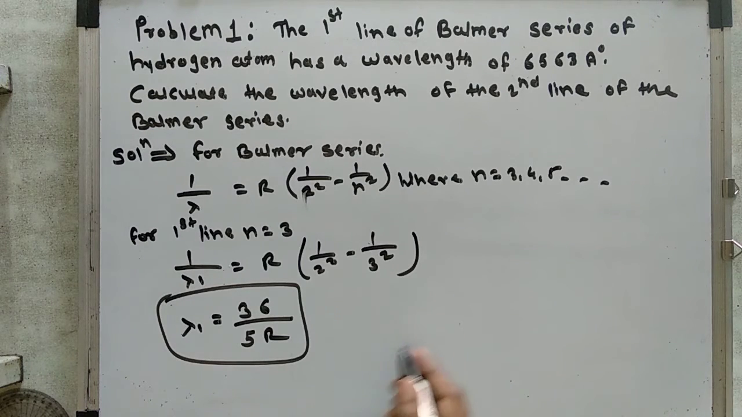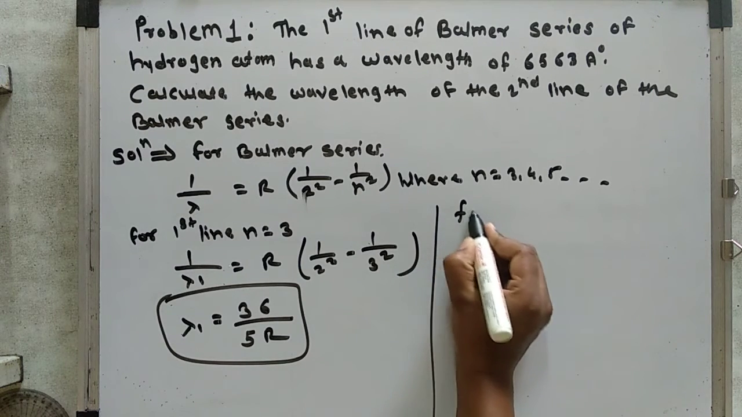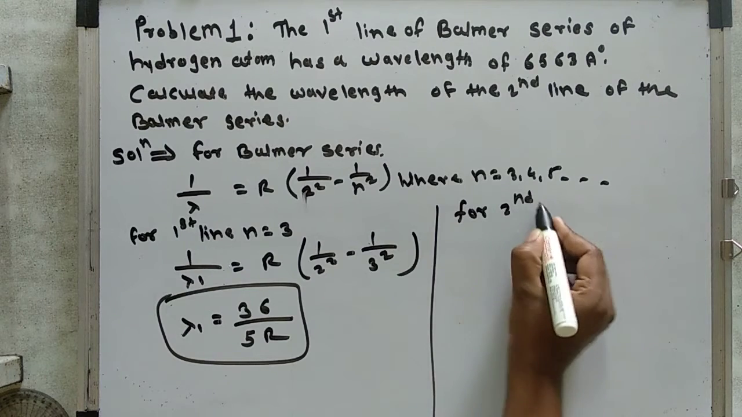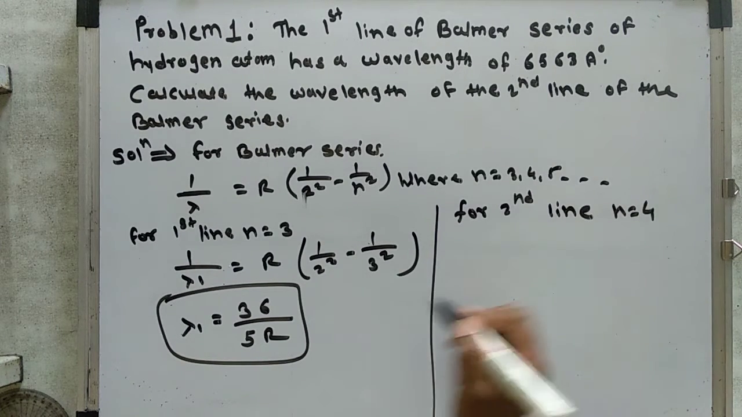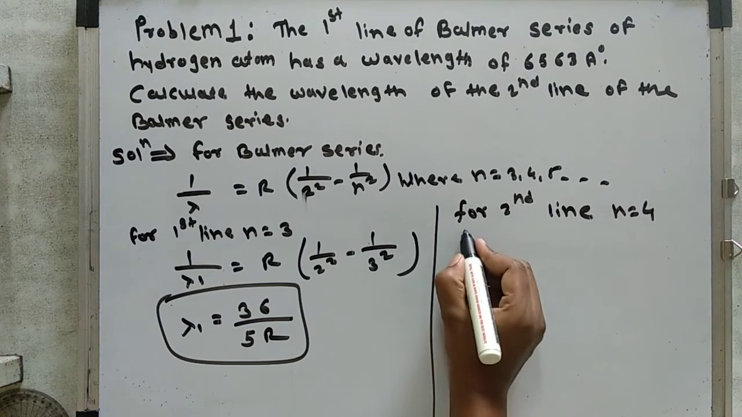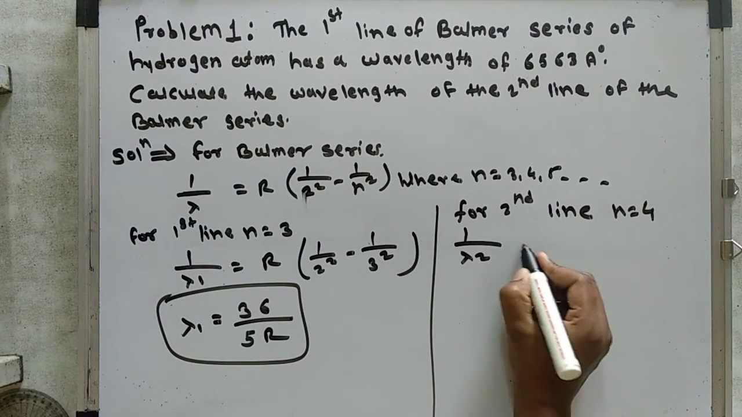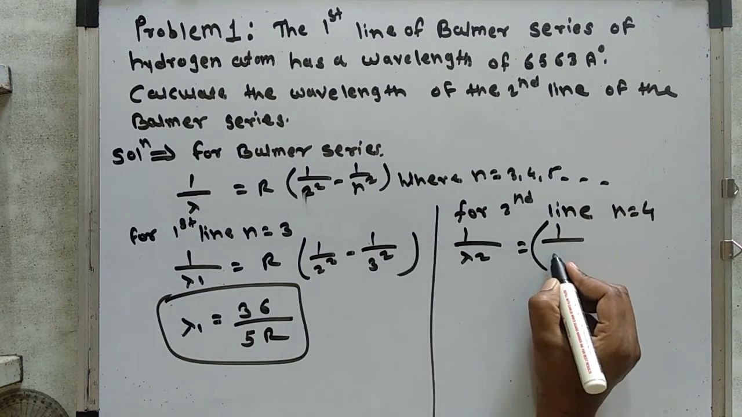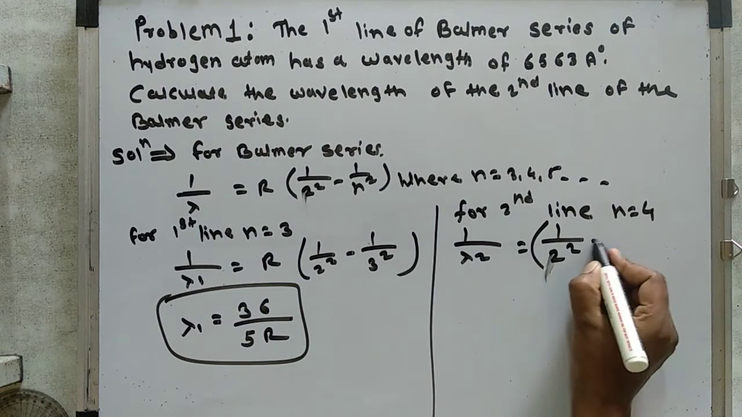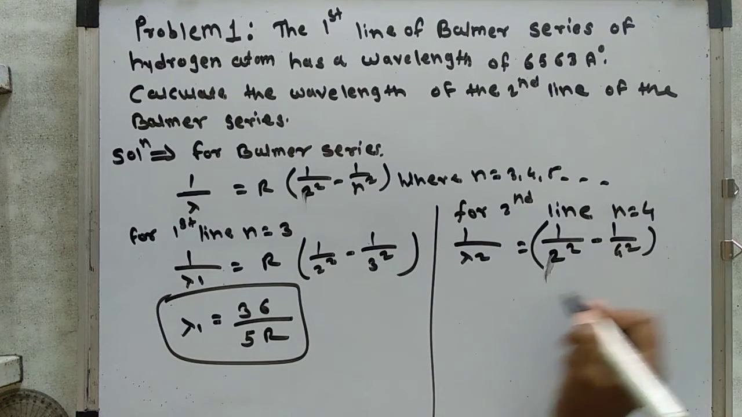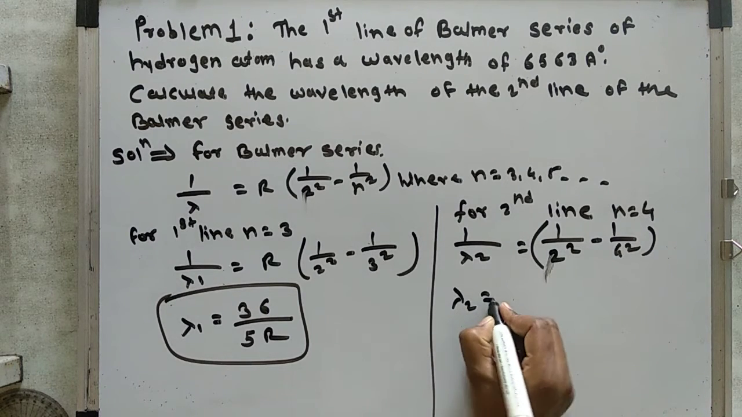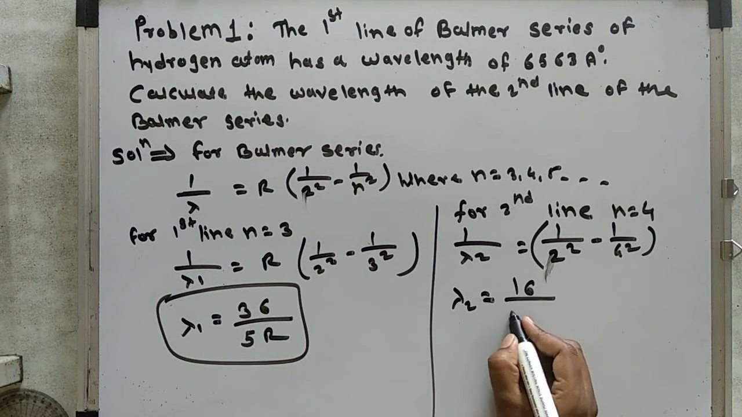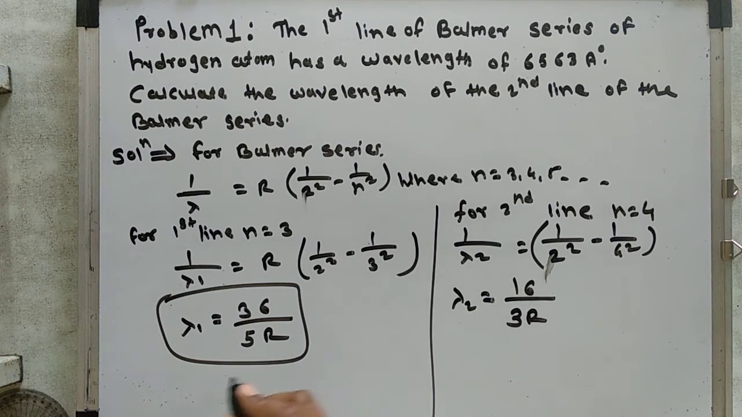For second line, n is equals to 4. Therefore 1 upon lambda 2 is equals to R into 1 upon 2 square minus 1 upon 4 square. Solve this. Lambda 2 is equals to 16 upon 3R.